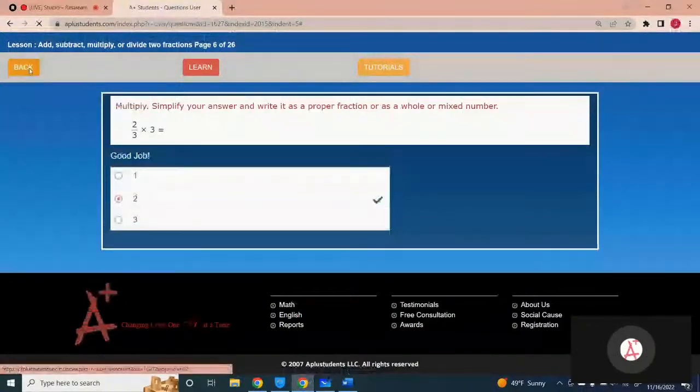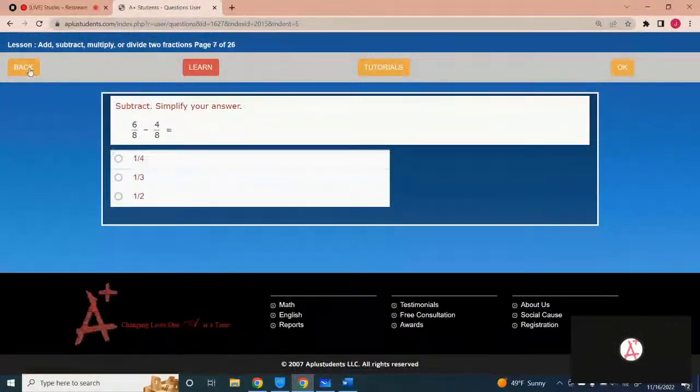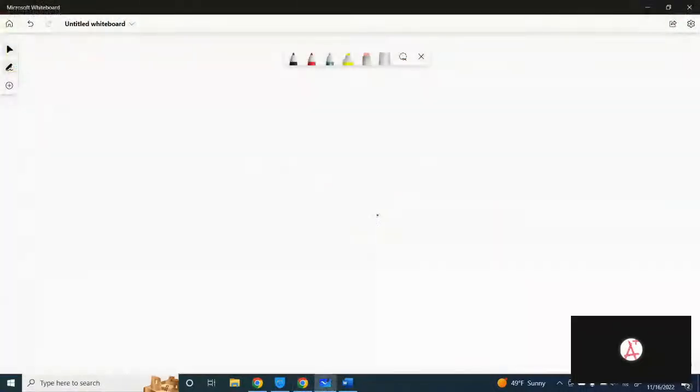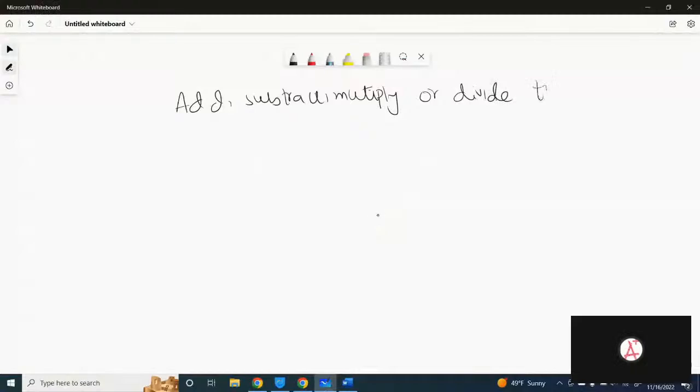Okay, you can complete the test by yourself later today. Let me just move on to the next topic, and the next topic is add, subtract, multiply, or divide two fractions word problems. Let's start with the first question.